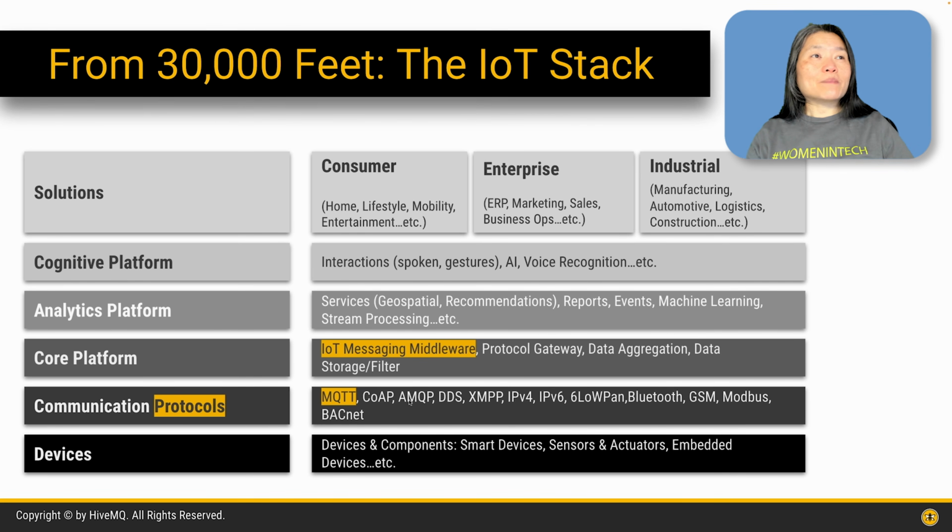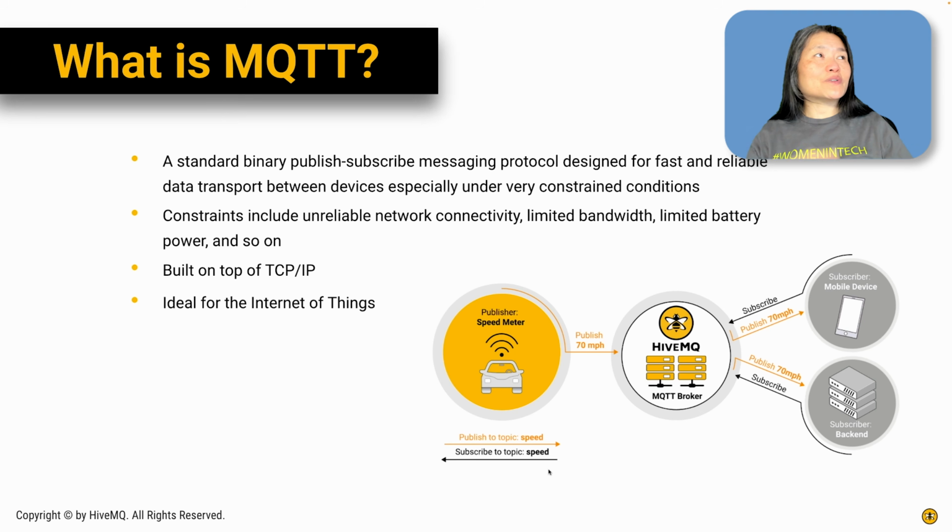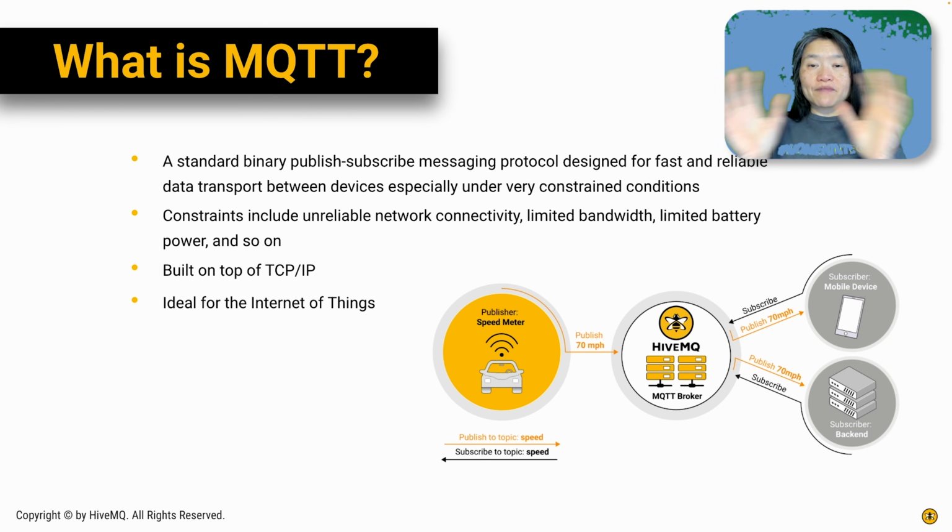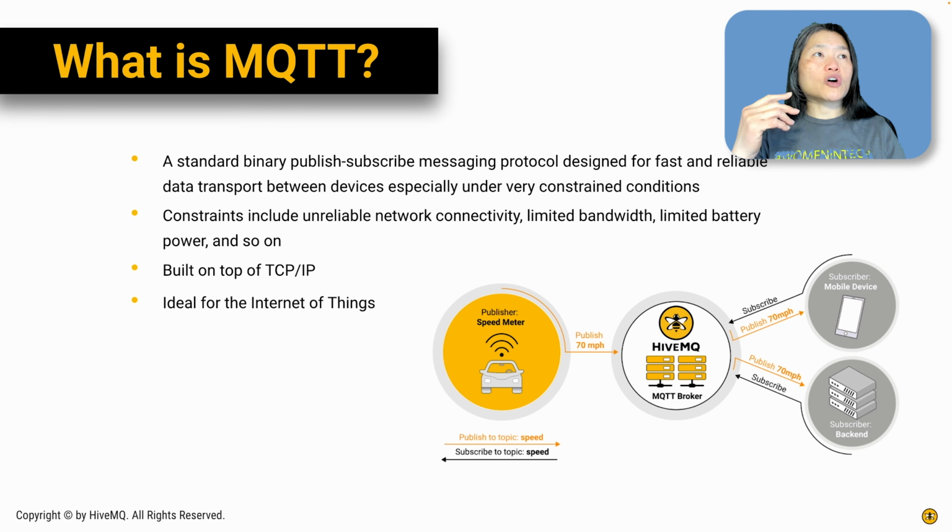So now let me start going through and looking at MQTT. I've spent enough time talking about that. So what is MQTT? It is a standard binary publish-subscribe messaging protocol that's designed for fast and reliable data transport between devices, especially under very constrained conditions. Constrained conditions are situations in which the network is not reliable. And in fact, I'd say networking itself is never really reliable.